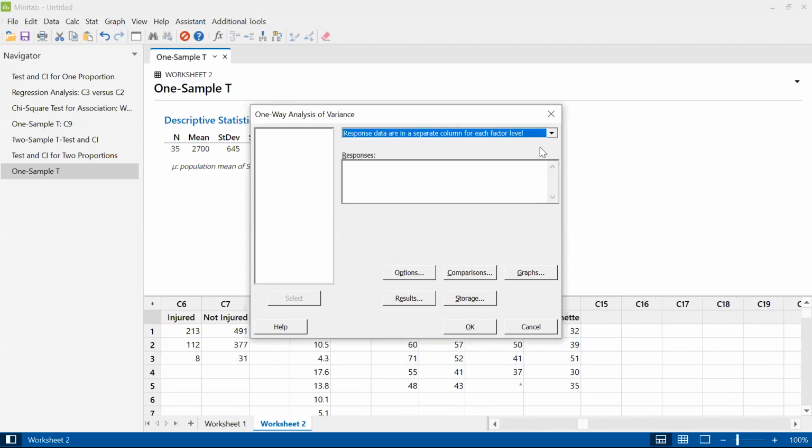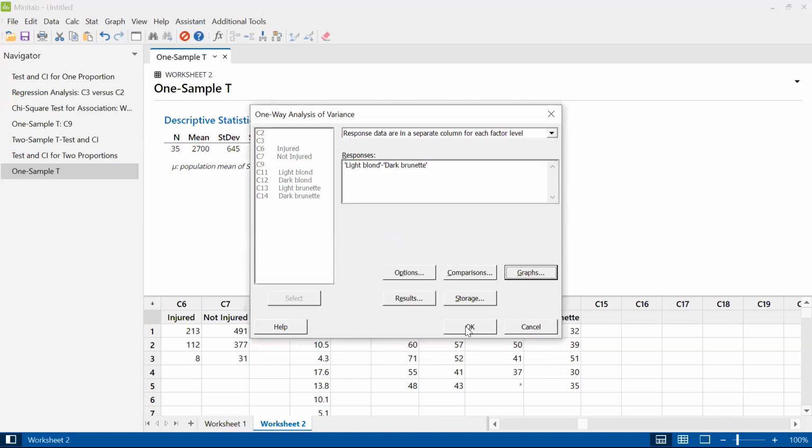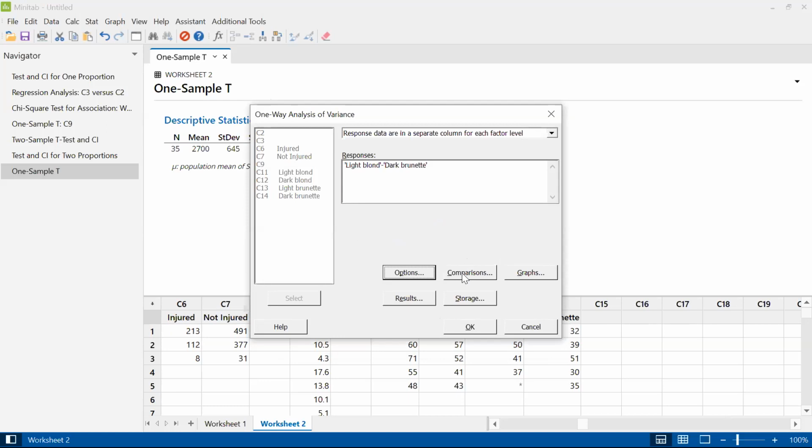The responses are in separate columns, so let's get all of those columns in there. And histograms, interval plot. Yeah, we'll get this graph. Assume equal variances. I've always unchecked that, haven't I? So I'm going to uncheck the assume equal variances. I think I've unchecked that in the past. And let's see what we get.